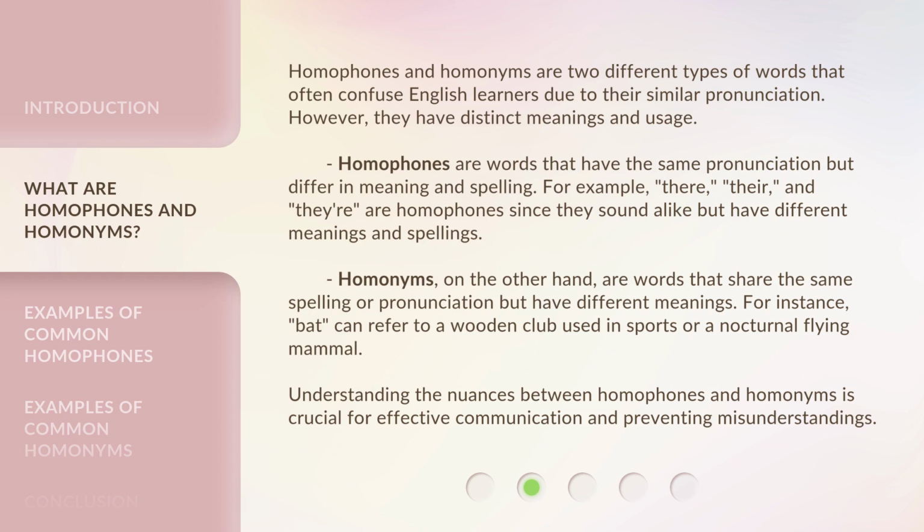Homonyms, on the other hand, are words that share the same spelling or pronunciation but have different meanings. For instance, bat can refer to a wooden club used in sports or a nocturnal flying mammal. Understanding the nuances between homophones and homonyms is crucial for effective communication and preventing misunderstandings.